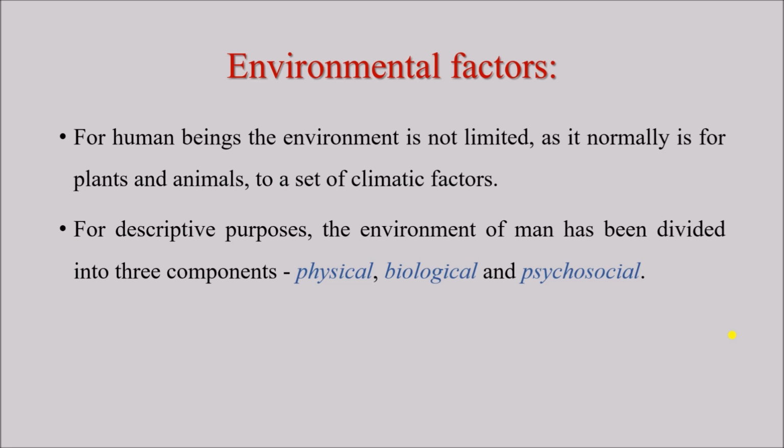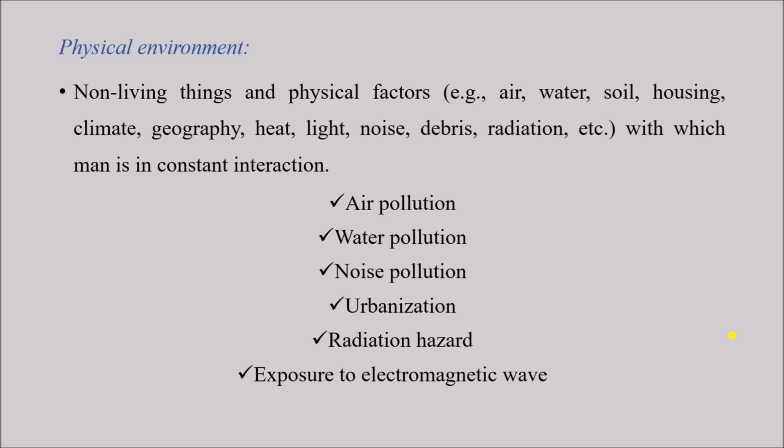Whenever we say environment, we basically mean the plants, the animals around us, and also the climatic factor. But environment is not limited to these things whenever we are considering the role of environment in causation of disease. So that is why we can divide the environment into three components: the physical environment, the biological environment, and the psychosocial environment. So what is the physical environment?